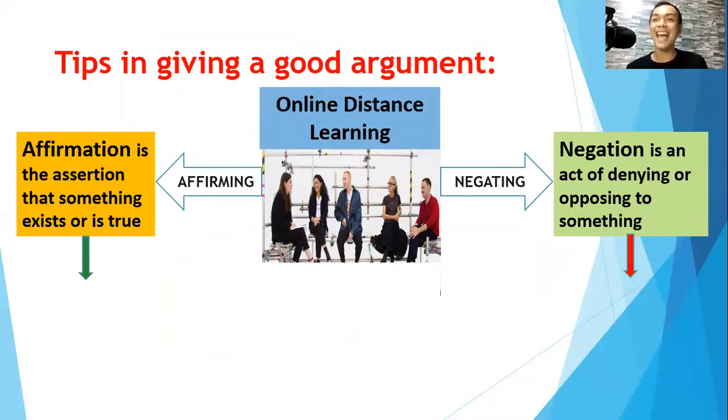So let's take a look at this common topic. Okay, I hope this is really common to everyone, online distance learning. So when we say affirmation, it's the assertion that something exists or is true. Exactly. So meaning some students are into online distance learning for some reason. So let's find out after this. Okay, and then also some students will stand on the negative side, or they are negating on the issue about online distance learning. So when we say negation, it is an act of denying or opposing something. So meaning some students and some people are not into online distance learning.